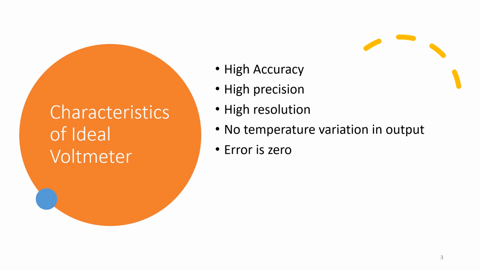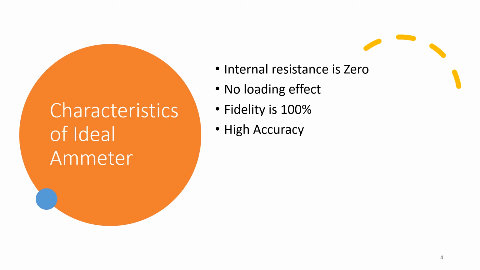The different types of errors, the eddy current error, the hysteresis, the stray magnetic field error, the reactance error, etc. all are zero. These are the characteristics of an ideal voltmeter. Now, let us see the characteristics of an ideal ammeter.